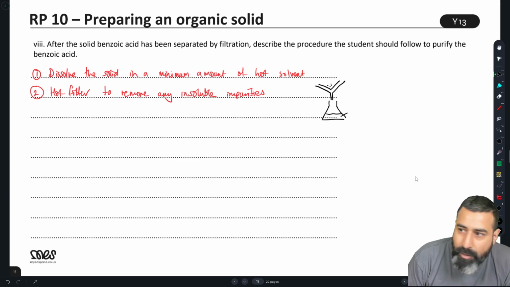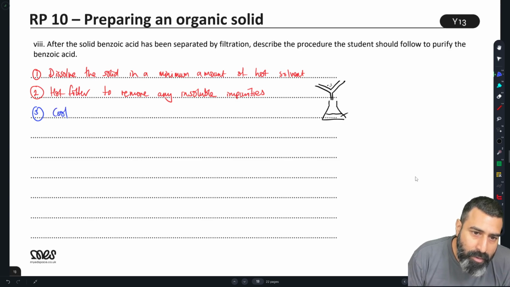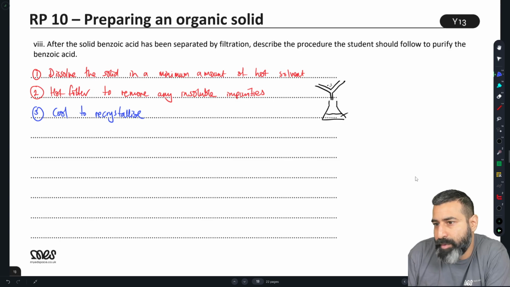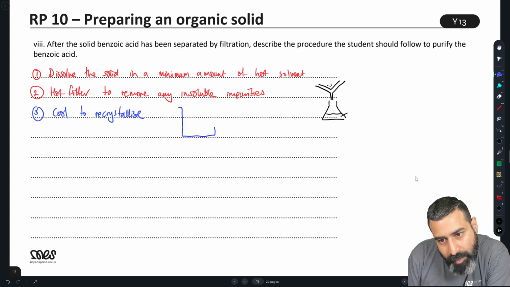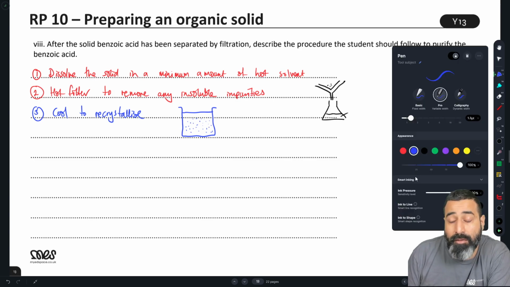So then what we're going to do is we're going to cool it. So we're going to cool to recrystallize, okay? And let's think about this process. So if we zoom into this, gone from a conical flask to a beaker, but that's fine. So if we zoom into this, we've got a saturated solution, okay? Saturated solution of our benzoic acid. So let's say that's our benzoic acid. Obviously you can't see it, but I'm showing you that it's saturated. And it's still hot, that's why it's soluble.